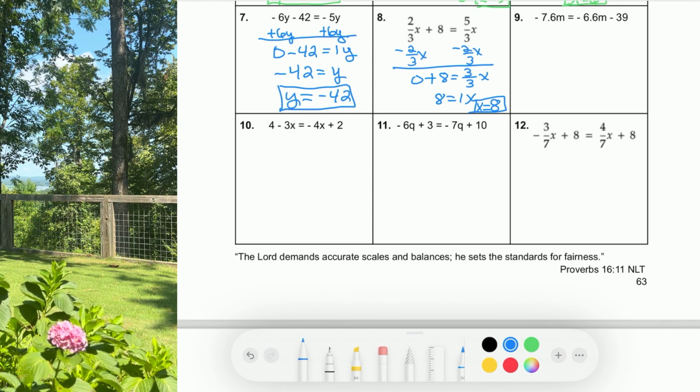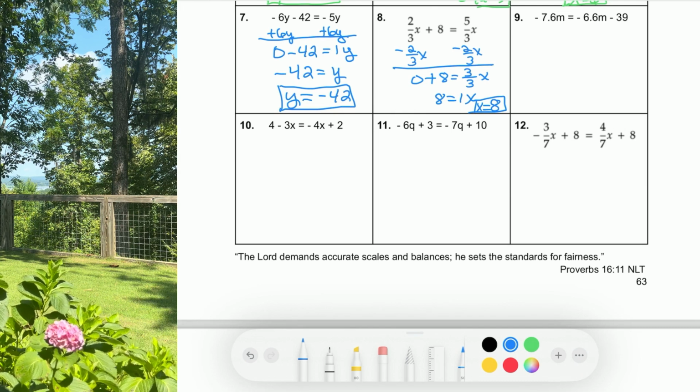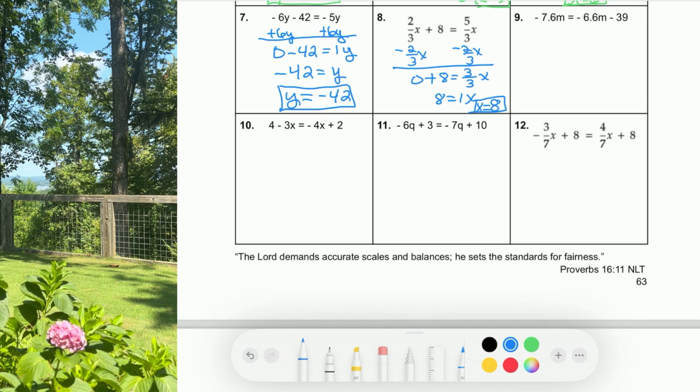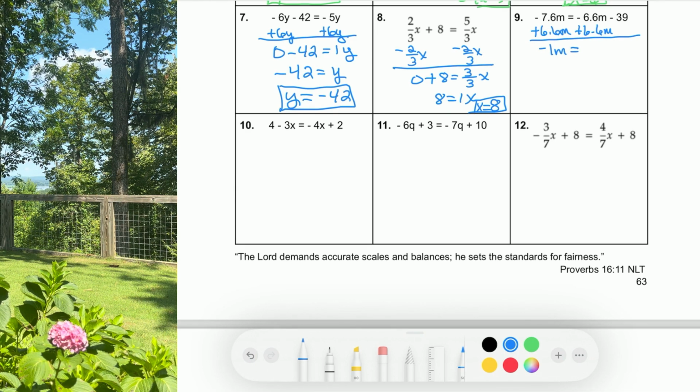All right, number 9, we have negative 7.6m equals negative 6.6m minus 39. Again, I have variables on both sides, so I need to get them together. I'm going to add the 6.6m, add 6.6m. That gives me a negative 1m equals 0 minus 39. So negative 1m equals negative 39.